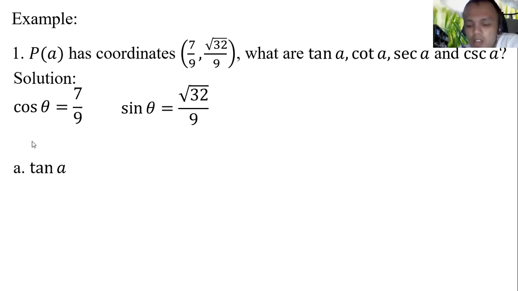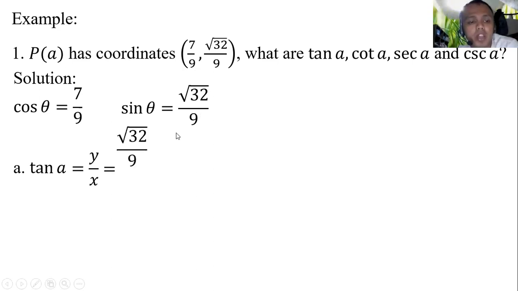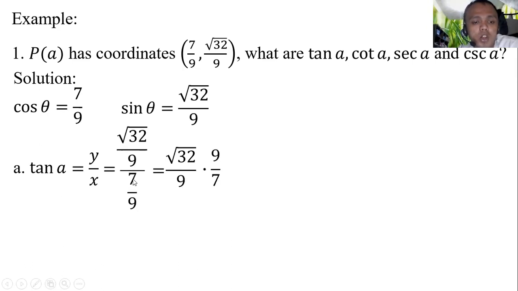Now, for tangent A, we have y over x. So what should we do here? Substitute natin. Your y is square root of 32 over 9 over your x is 7 over 9. Then, to simplify this one as a complex fraction tayo, get the reciprocal of the denominator here. Square root of 32 over 9 multiplied by the reciprocal of 7 over 9, we have 9 over 7. Then, cancel out natin tong 9. Then, we have square root of 32 over 7. So, ito yung magiging tangent A natin.